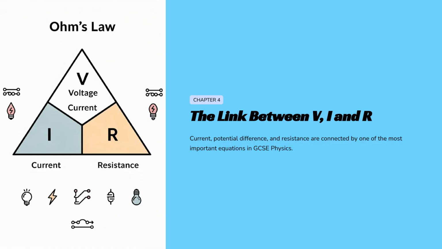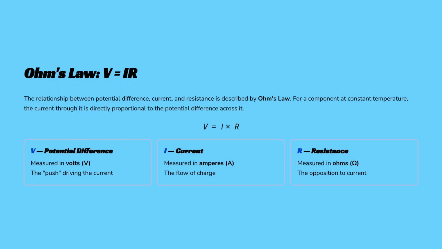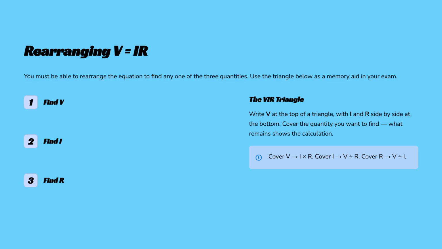Now for Chapter 4. The link between V, I, and R. These three quantities are connected by one of the most critical equations you will use in your GCSE Physics studies. Ohm's law states that for a component at a constant temperature, the current is directly proportional to the potential difference. We express this with the equation V equals I times R. You must be able to rearrange V equals IR to solve for any variable. A helpful tool is the VIR triangle. Cover the variable you need to find to see the correct formula for your calculation.